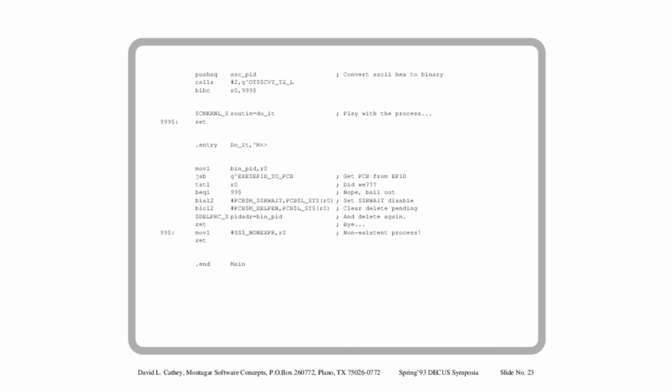In case we do not get the proper PCB, we error out with a non-existent process just to make sure we don't try to set bits that are not necessarily in a good place. We'd hate to crash the machine. But that would clear the R wait.